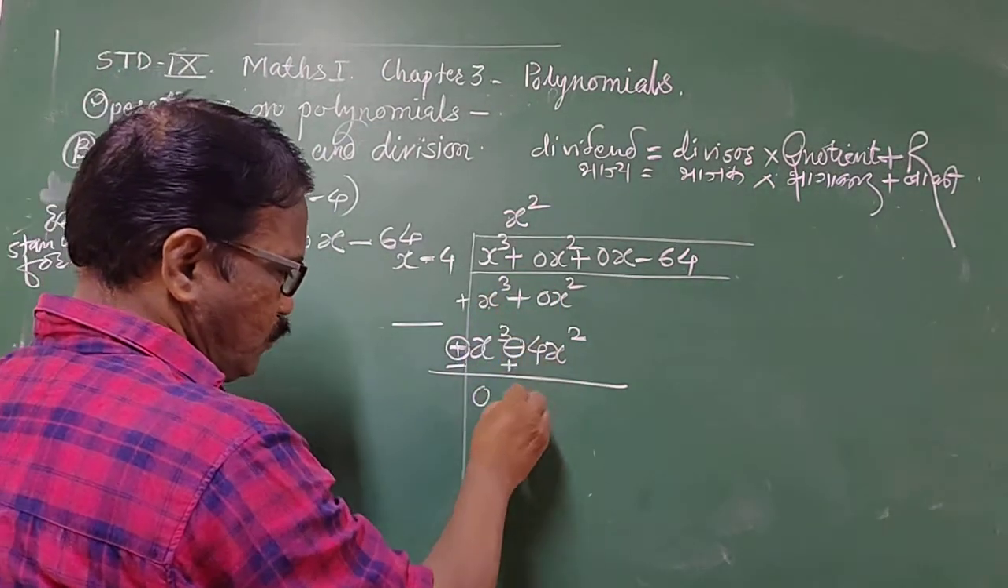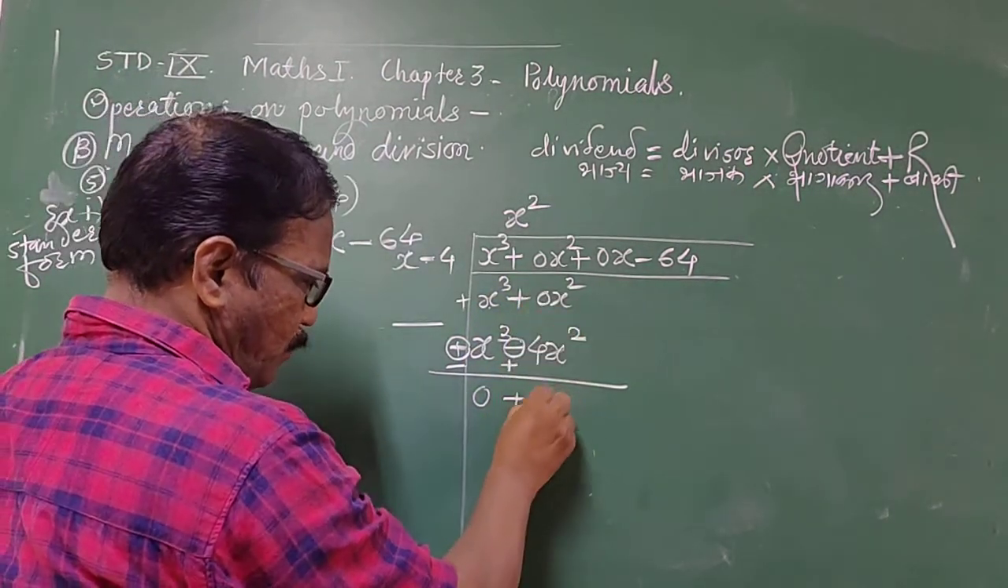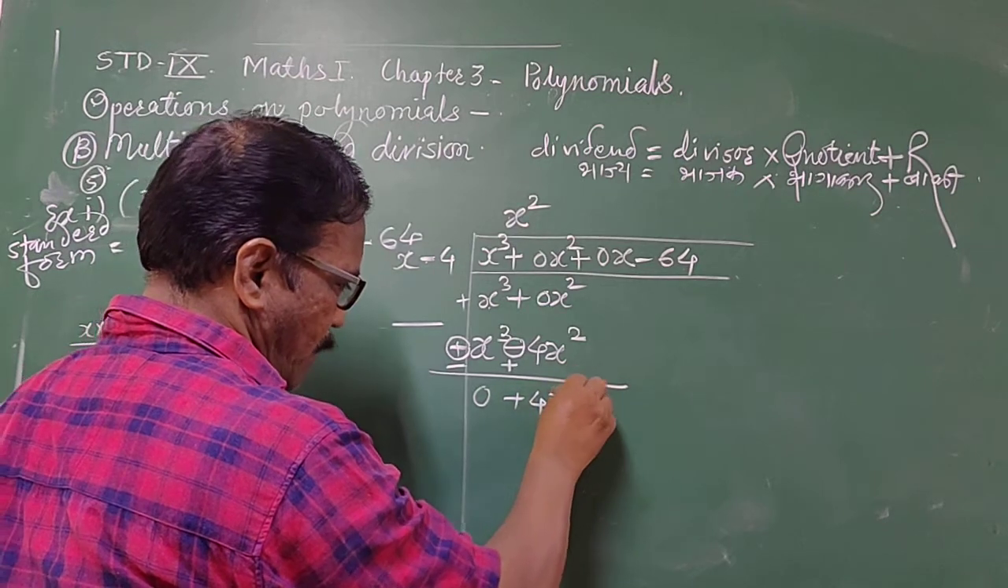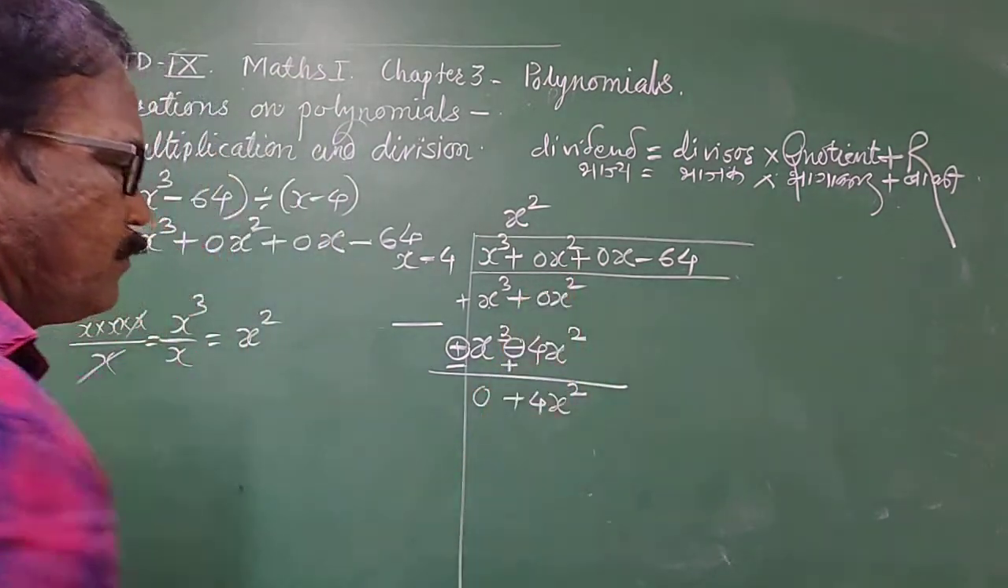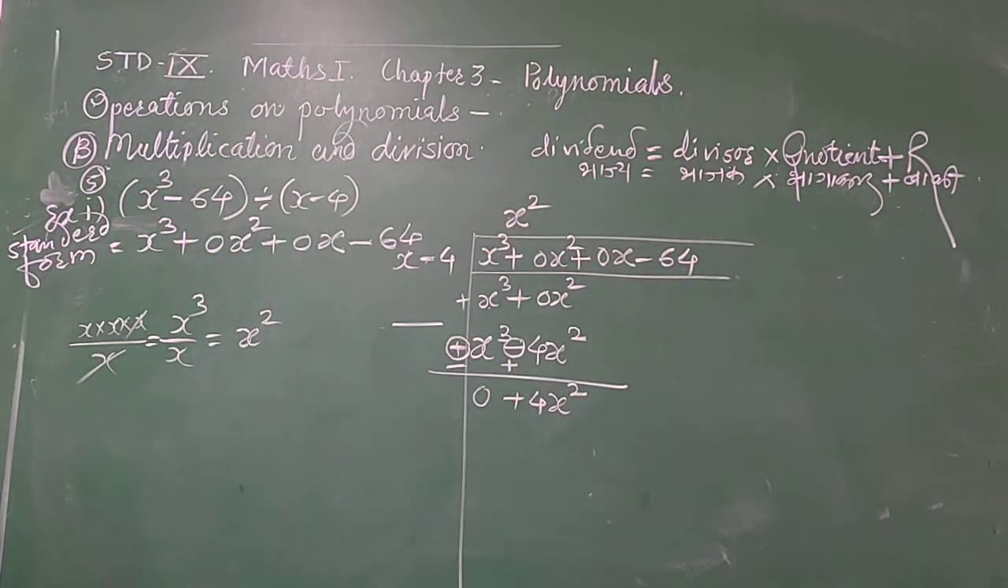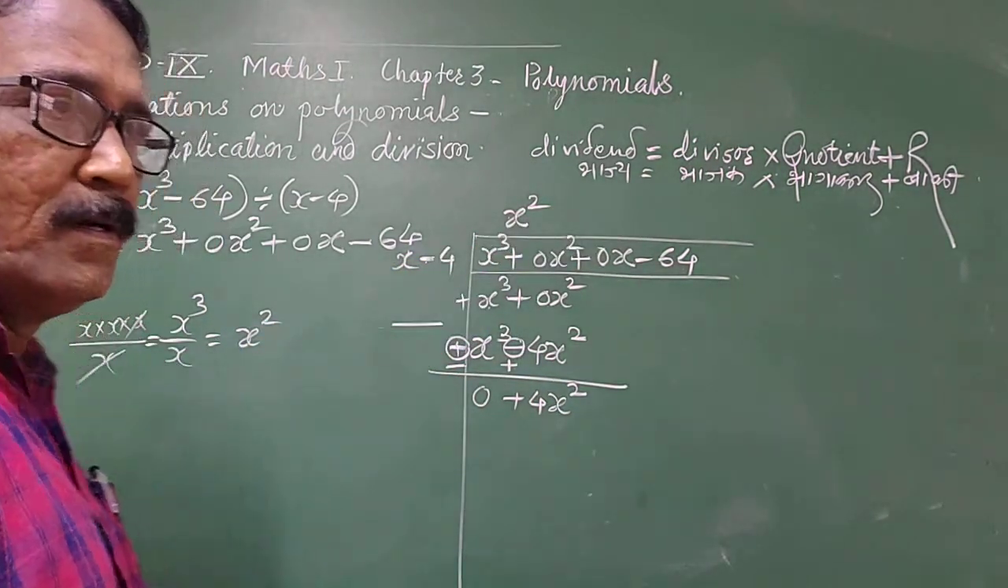Then plus, plus, so plus 0 plus 4, that is 4x square. This is the addition of these both. So this is the first term in the quotient.